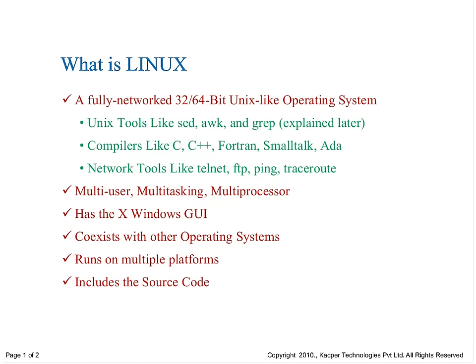It has an X Windows GUI. X Windows is different from your normal Microsoft Windows in the sense that you can open up multiple terminals inside the same window and work in each of these terminals differently. It also coexists with other operating systems. One of the key things you will notice in today's x86 world is that you can put two operating systems at the same time. For example, in your PC, you can create a partition where you have a Linux operating system on one side, and the Windows operating system on the other side.